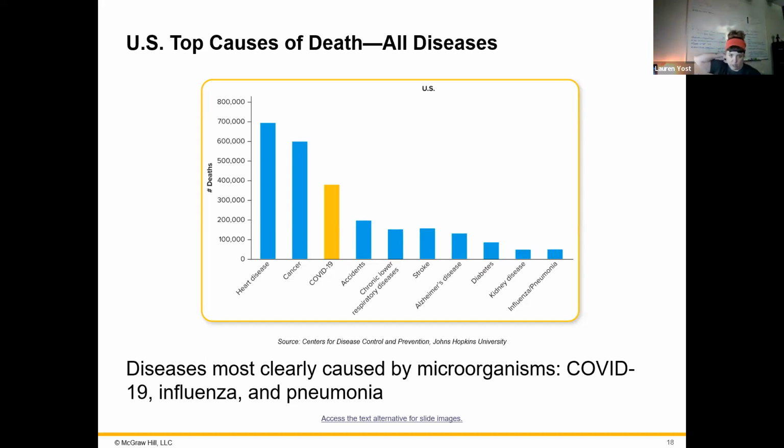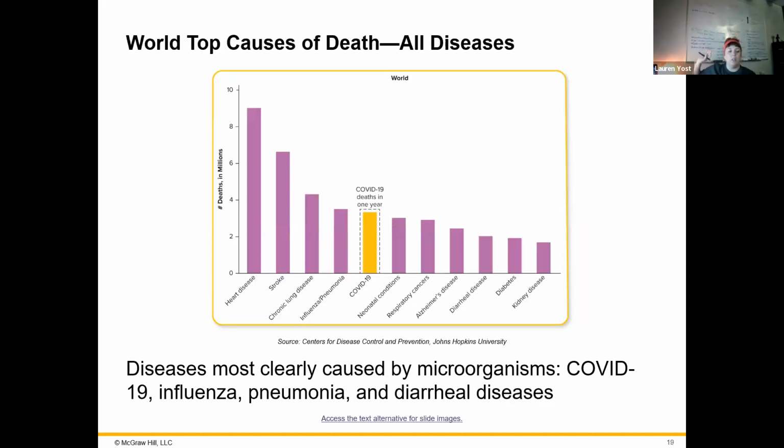So that's pretty interesting. That's the United States though. In the whole world, COVID doesn't fall quite so high up on the list. We have heart disease, stroke, chronic lung disease, then influenza and pneumonia before COVID, but they're pretty close to one another, right? You can see that on the graph there.